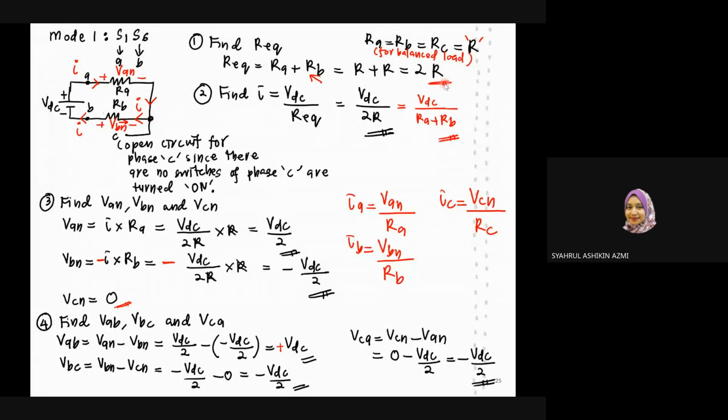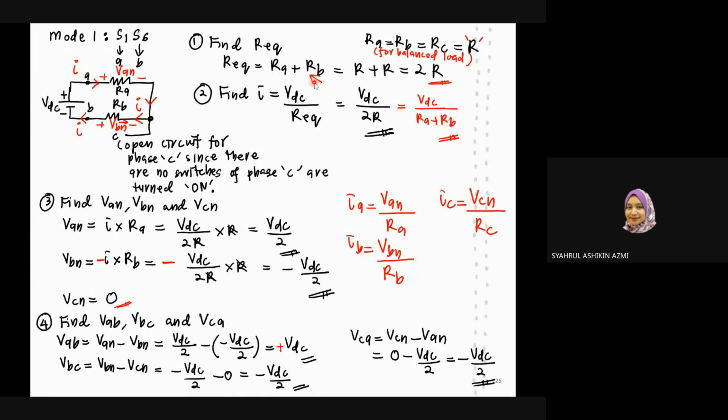Next, step number 2, you need to find the current. We are using Ohm's law: I equals VDC over R equivalent. Since R equivalent is 2R, I equals VDC over 2R. This is for a balanced load. If you have an unbalanced load, you can't write VDC over 2R; instead it is VDC over RA plus RB.